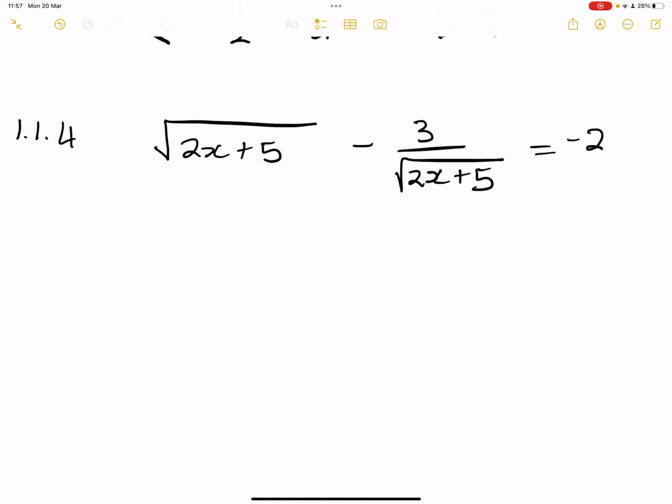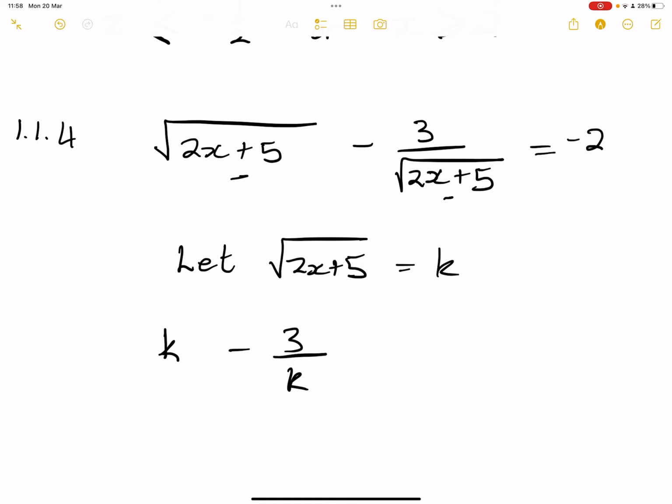Right, now what are we going to do? Let's let the square root of 2x plus 5 equal k. Why am I doing that? Because I've got similar expressions there, right? So I'm going to substitute that for k. So I'm going to say, right, so that's going to be k minus 3 over k, which is equal to negative 2.